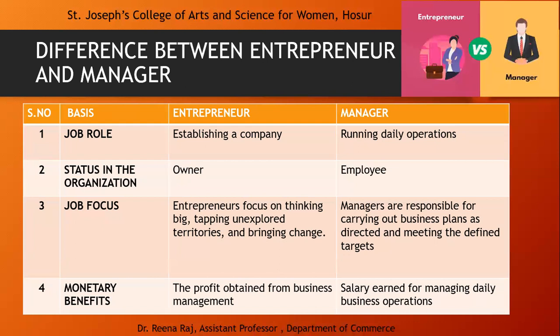The third basis is job focus. An entrepreneur focuses on thinking big, tapping unexplored areas, and thereby bringing a change, whereas a manager carries out the business plans as directed and meets the given targets. The fourth basis is monetary benefits. The reward to the entrepreneur is the profits obtained from the business, and the reward to the manager is the salary earned for managing daily operations.